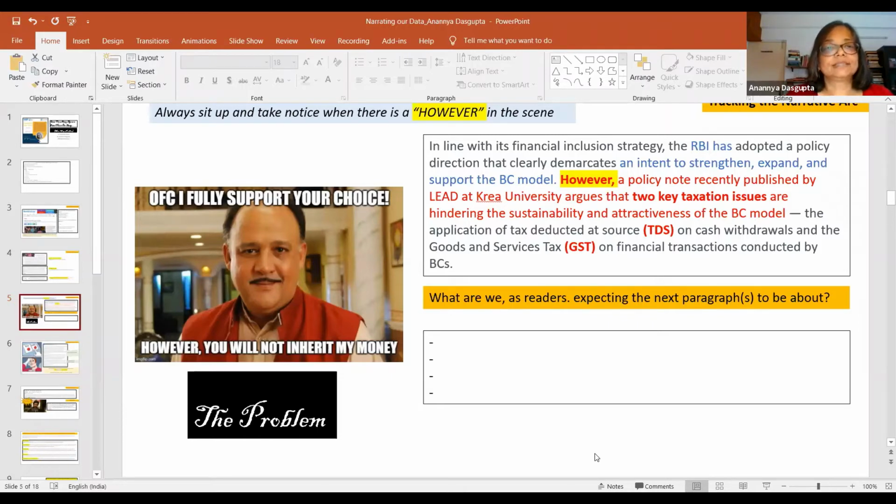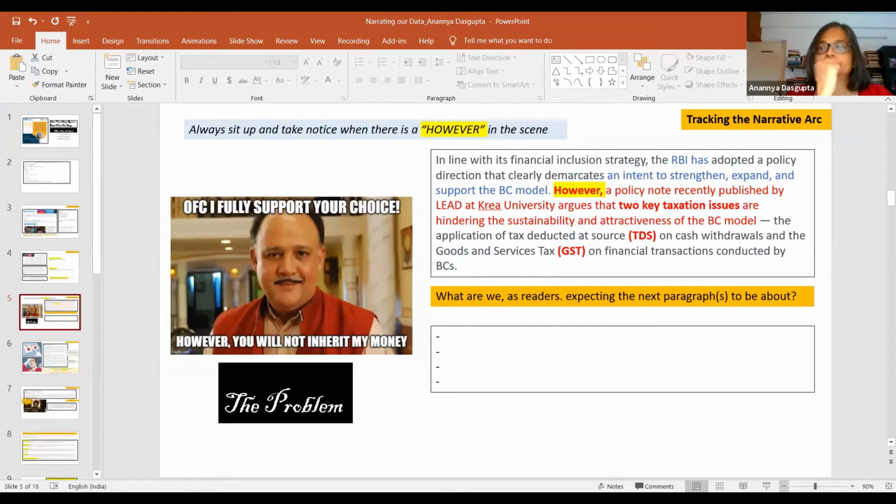Sure. In line with its financial inclusion strategy, the RBI has adopted a policy direction that clearly demarcates an intent to strengthen, expand, and support the BC model. However, a policy note recently published by LEAD at Krea University argues that two key taxation issues are hindering the sustainability and attractiveness of the BC model: the application of tax deducted at source, TDS, on cash withdrawals, and the goods and service tax, GST, on financial transactions conducted by BCs.